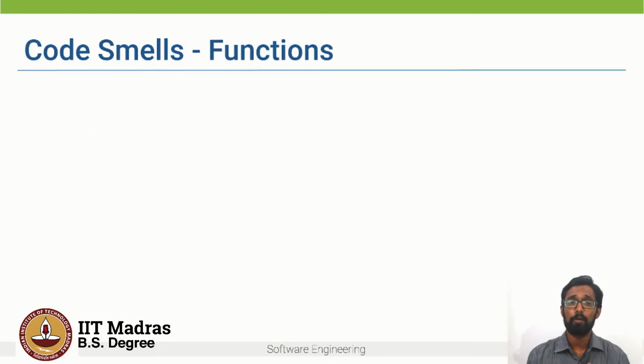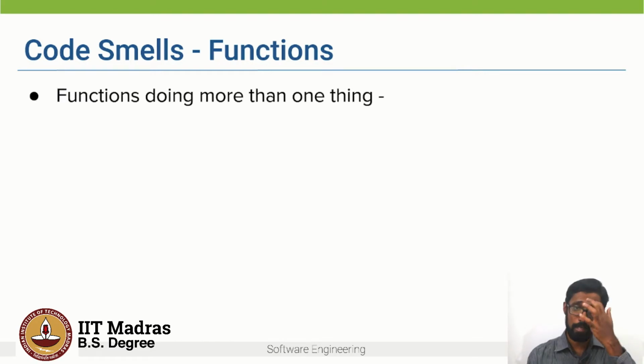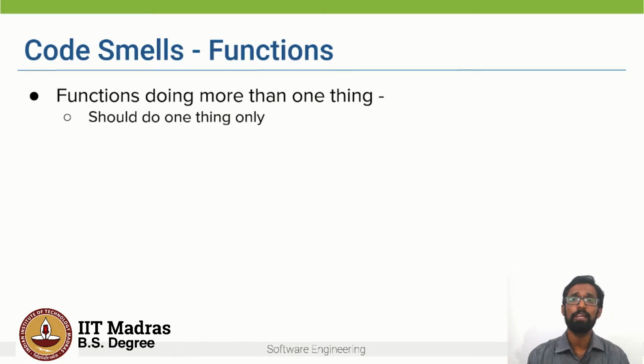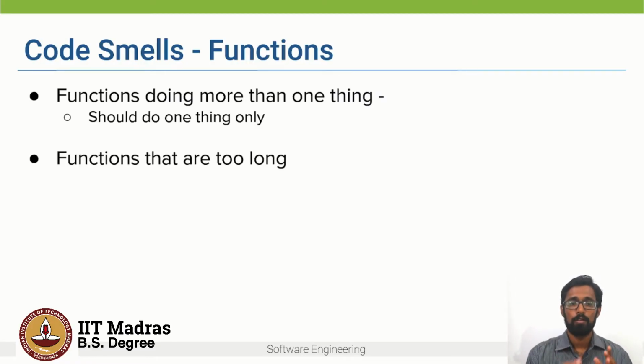Another category of code smells are related to functions, right? The key important principle to remember is that functions doing more than one thing is bad. So that is a code smell. Whenever we write functions, they should be short and they should do only one thing. Functions that are too long indirectly imply that they are doing more than one thing. So it's best to keep your functions short.